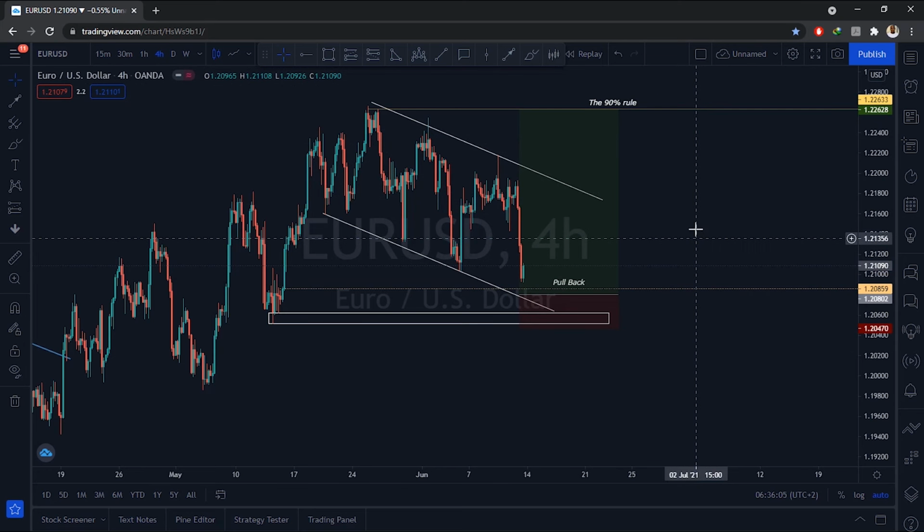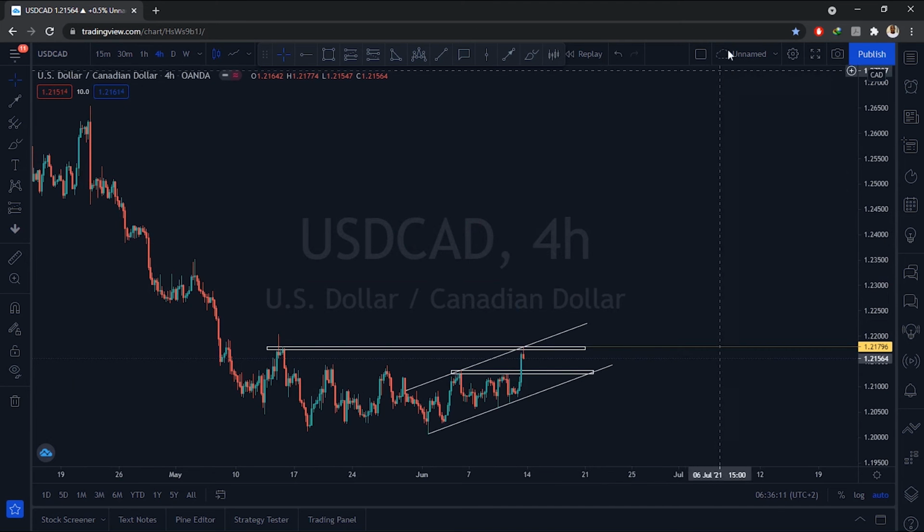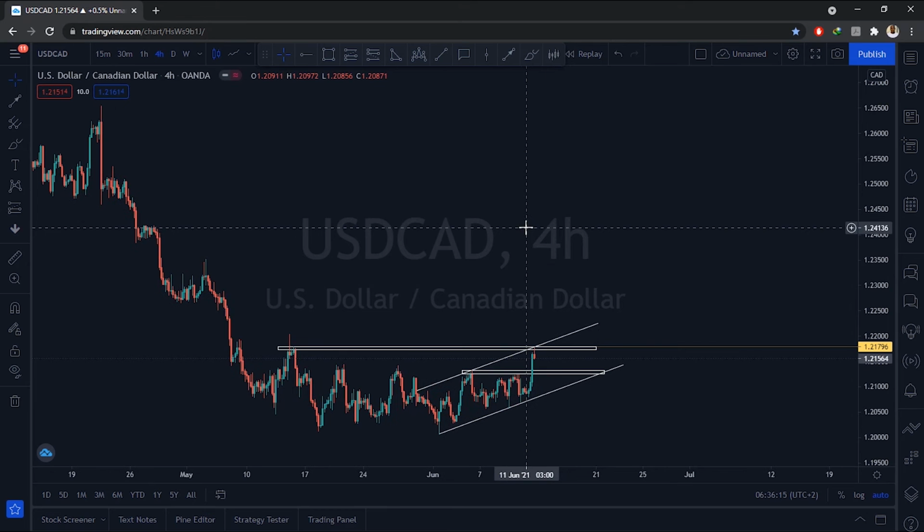Now that is all for EURUSD. We want to move on to our next pair, and that is USDCAD. Looking at USDCAD, we also anticipated the same thing that we anticipated for EURUSD.